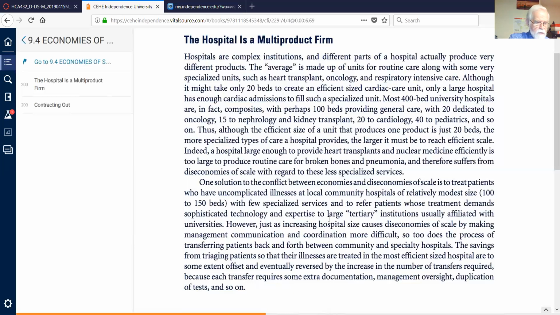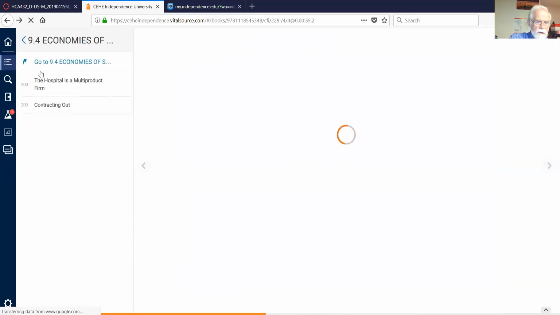That she had to be transferred to the hospital. The transfer process is expensive, and it's not without risk. So this actually adds to cost, but it also adds to the efficiency of the care itself.